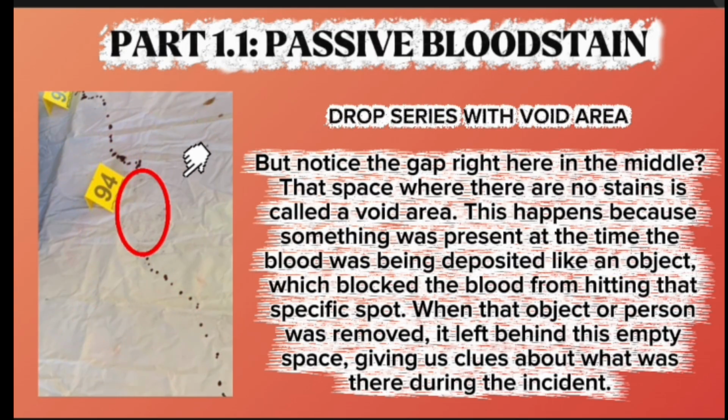Drop series with void area. But notice the gap right here in the middle. That space where there are no stains is called the void area. This happens because something was present at the time the blood was being deposited, like an object, which blocked the blood from hitting that specific spot. When that object or person was removed, it left behind this empty space.